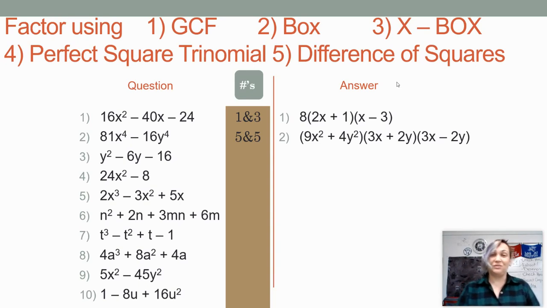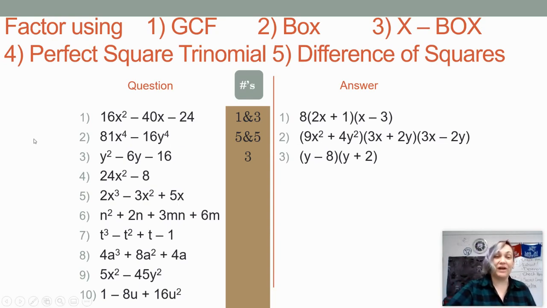For instance, number 3 has no GCF. It is not a perfect square trinomial because my last number is negative. To be a perfect square trinomial, it has to be positive. So on number 3, I should try X box. On number 3, I only factored once, so I got 2 things in my answer.